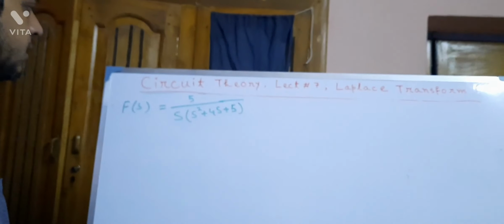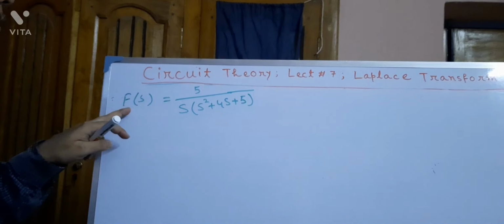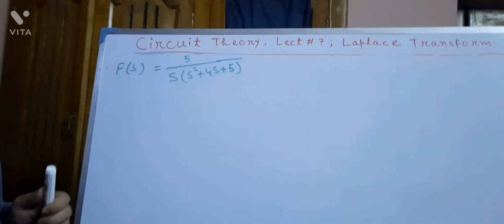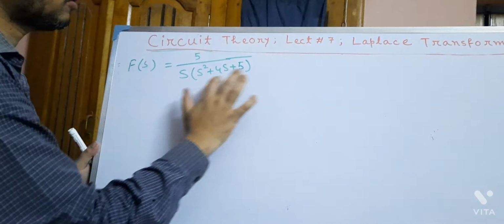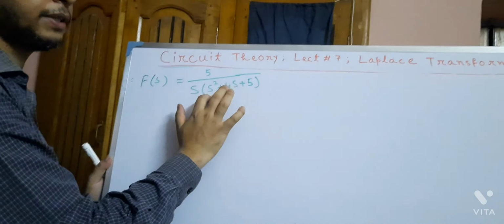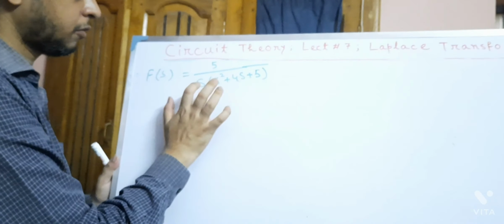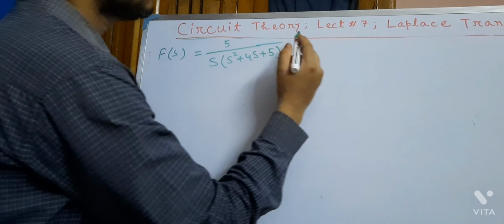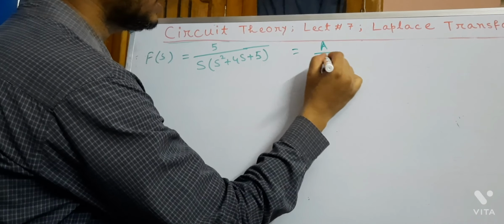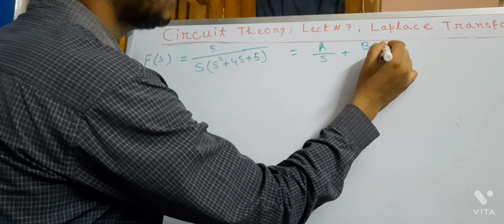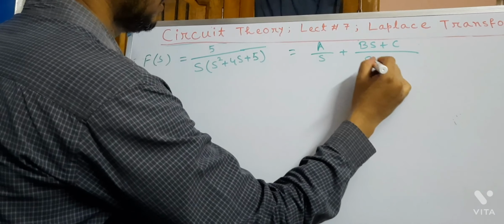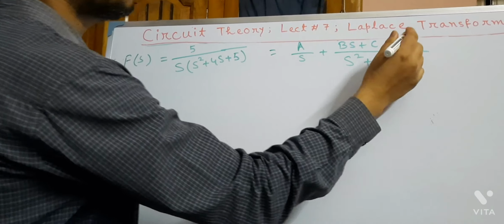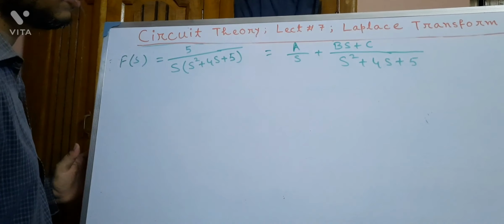Now let us determine the inverse Laplace transform of this expression, 5 by s into (s square plus 4s plus 5). Here it is obvious that we cannot factorize this quadratic expression. So one term is of degree 1 and the other term is of degree 2. So this can be written as a by s plus (bs plus c) by (s square plus 4s plus 5). By virtue of the partial fraction, we can write this one equal to this one.